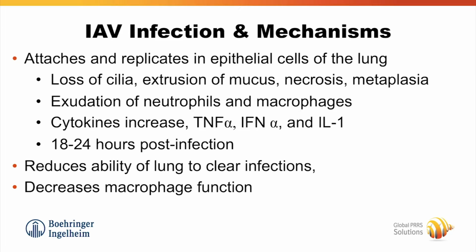It doesn't go systemic, but we see a lot of local effects as far as loss of cilia, extrusion of mucus, necrosis and metaplasia of the respiratory epithelium. We see considerable inflammation that comes into the lungs, and cytokines that can play a role in the disease process as well. What happens is a reduced ability of the lung to clear infections and decreases in the macrophage function as well.